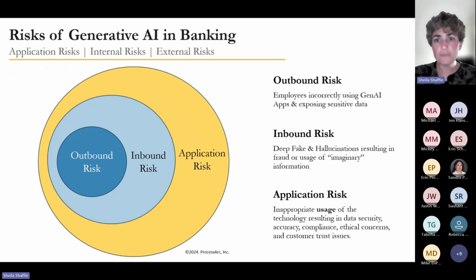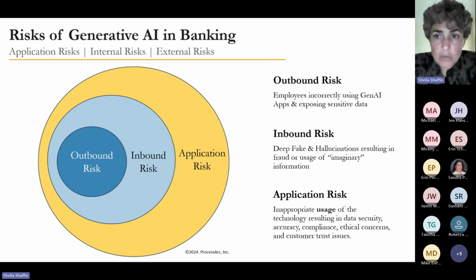Now, if you take nothing away from today's presentation, but just this one slide, I would consider it a total win, which is that we really have 3 layers of risk when it comes to using the various platforms. You have what we call outbound risk, which is essentially us inadvertently, employees, board members, leadership members, essentially pushing out information to the World Wide Web without intending to do so. So essentially exposing sensitive and confidential information out to the world. Inbound risk is risk that you are going to get exposed to as an FI because of either deep fakes or hallucinations. So essentially being exposed to risk based on information that's faulty and does not exist.